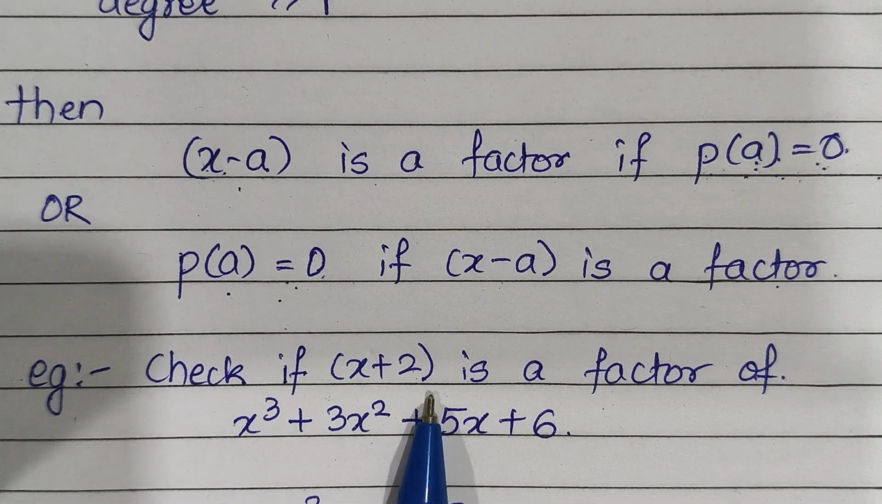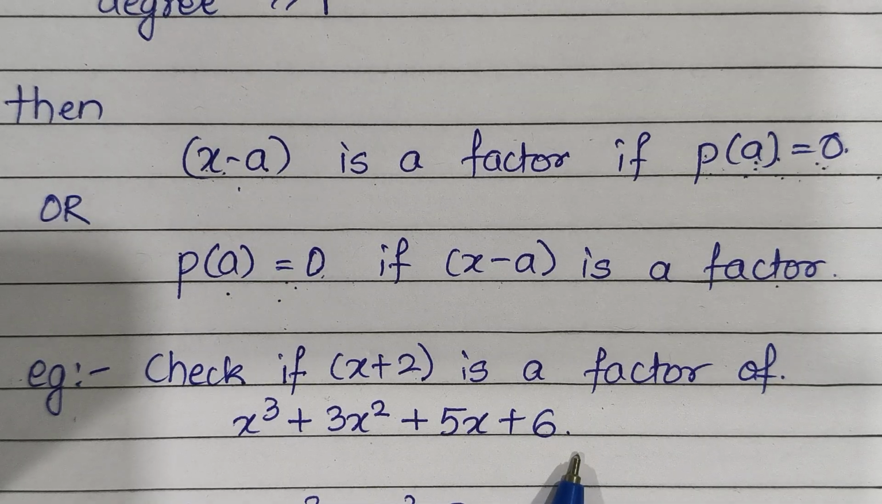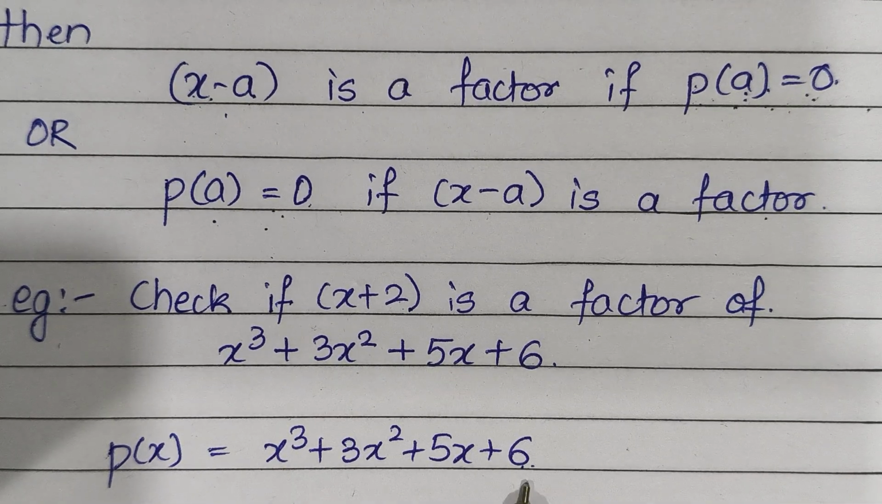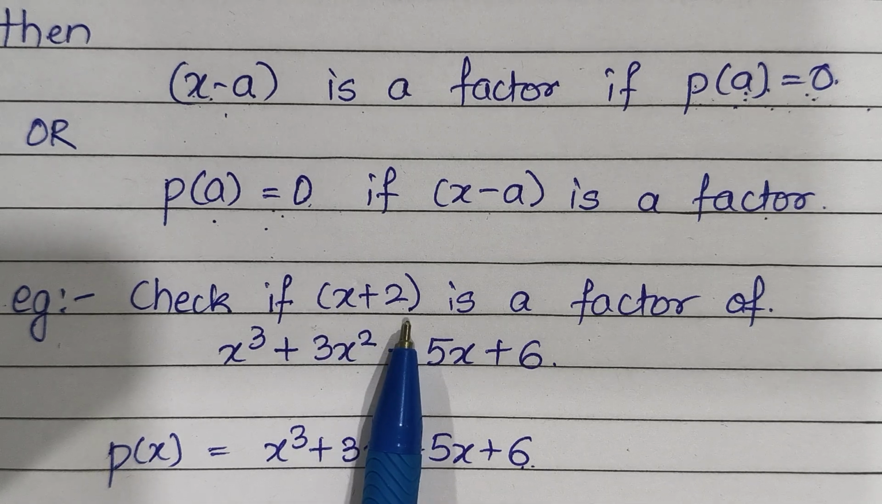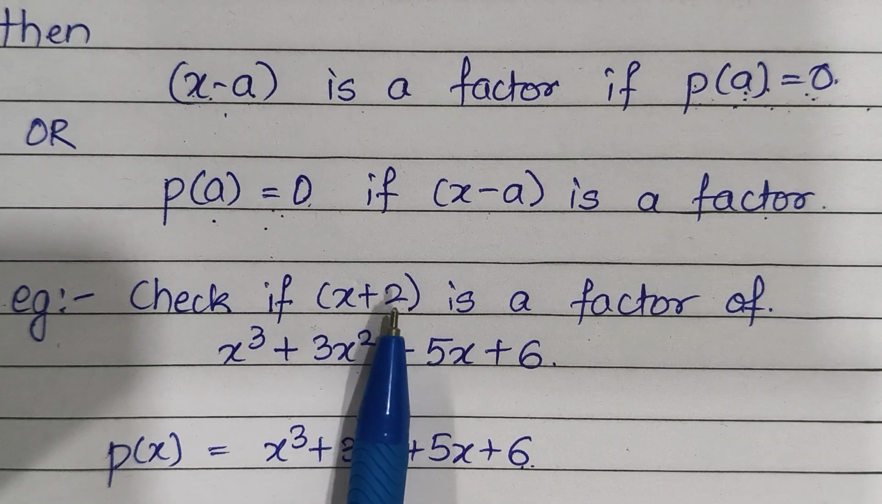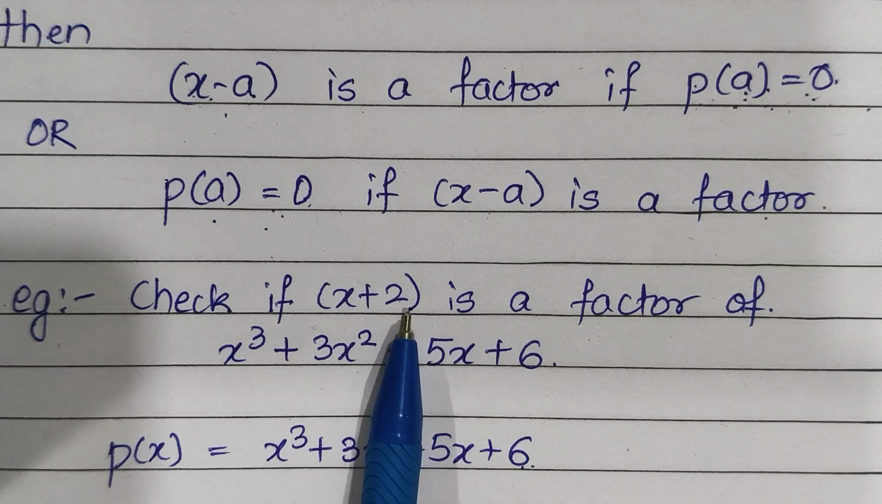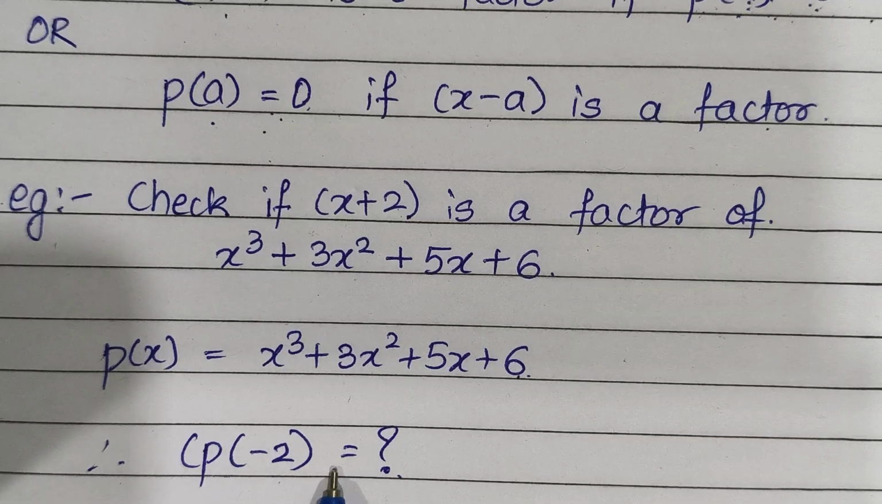Example, check if x plus 2 is a factor of x cube plus 3x square plus 5x plus 6. So here, what is the polynomial? Polynomial is x cube plus 3x square plus 5x plus 6. Now in this case, if I have to check x plus 2 is a factor or not, I'll have to substitute the negative value of this in place of x. That is, I'll have to substitute p of minus 2. I have to find out if p of minus 2 is 0 or not.